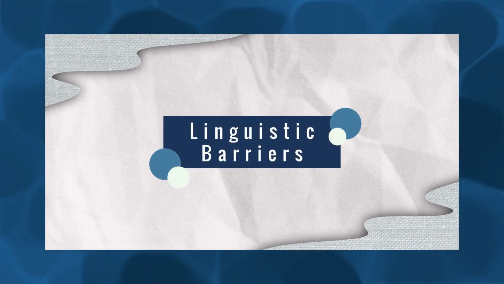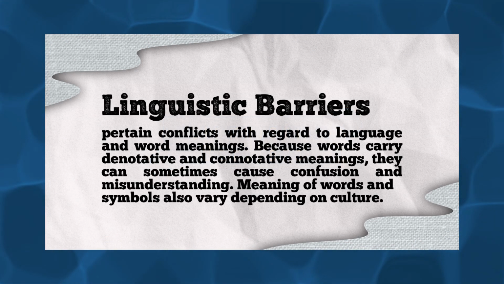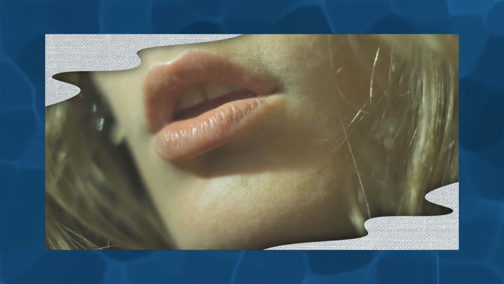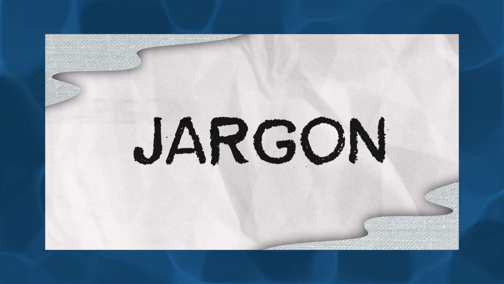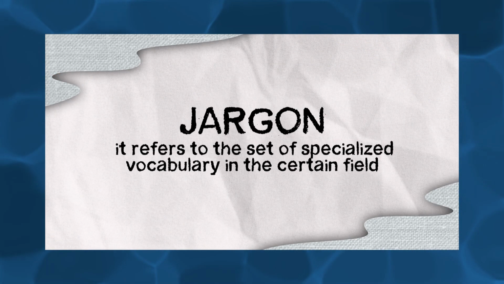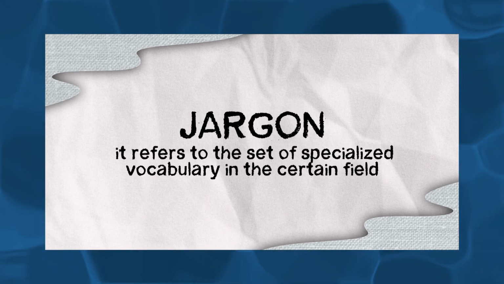Next is linguistic barriers. Linguistic barriers pertain to conflicts with regard to language and word meaning, because words carry denotative and connotative meanings. They can sometimes cause confusion and misunderstanding. Meaning of words and symbols also vary depending on culture. Example: difference in language, accent and dialect, use of jargon. When we say jargon, class, it refers to the set of specialized vocabulary in a certain field.